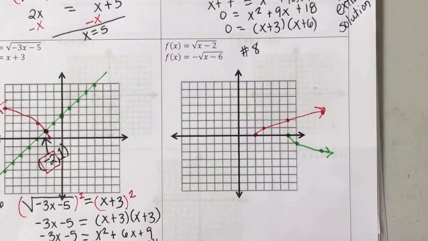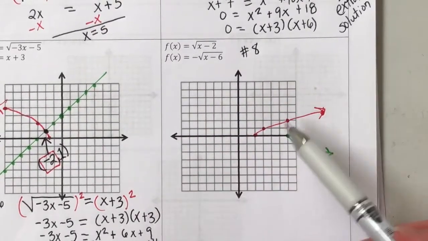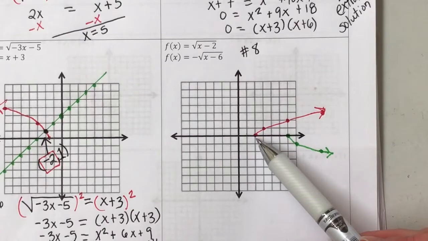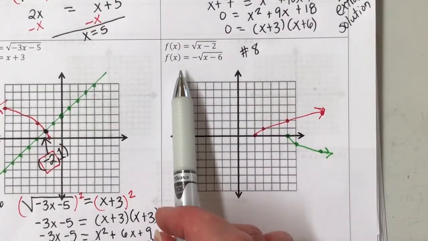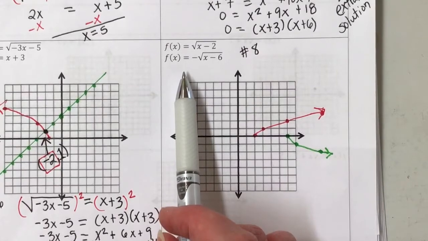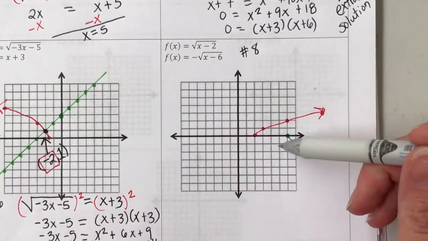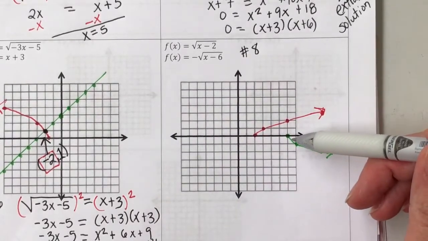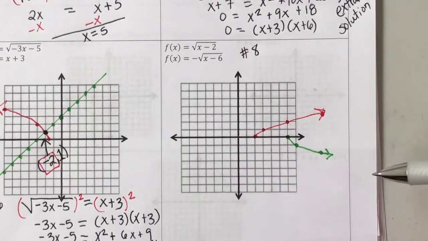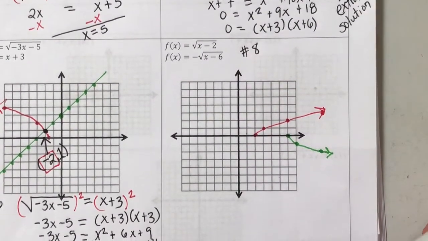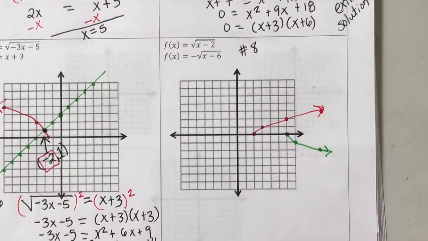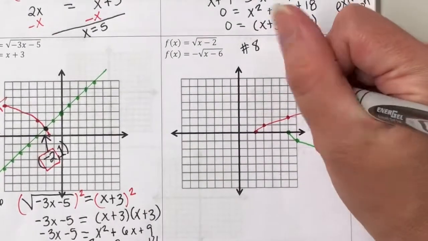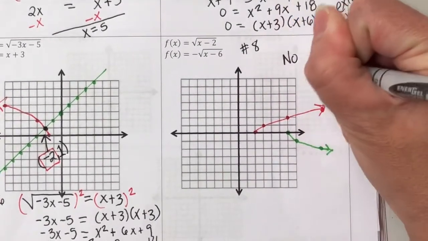If you look at the picture here, you've got this first function which has shifted to the right 2, and then the second function, that negative, has caused it to reflect over the x-axis. And then we also went to the right 6. Well, take a look. The square root functions never touch, they never meet. So when I try to solve this, there's no way I can solve it because we have no solution.